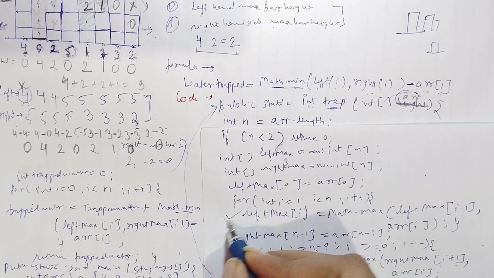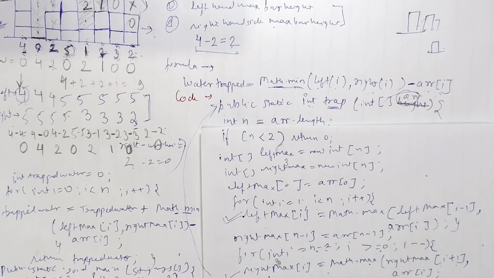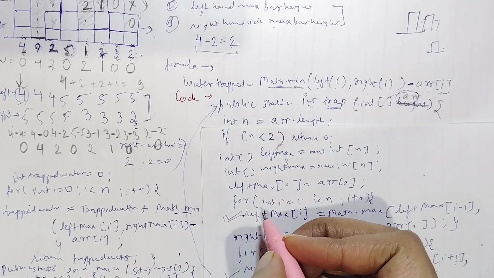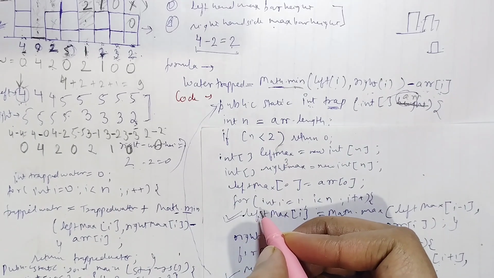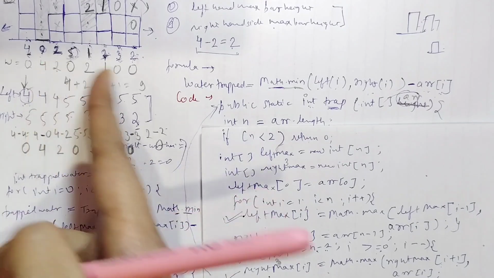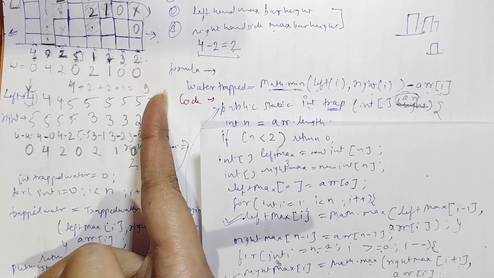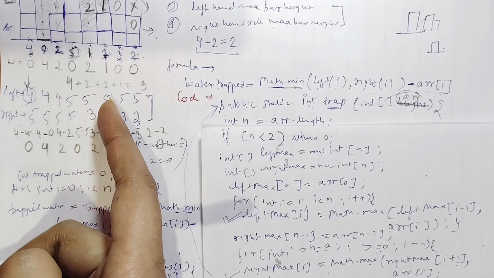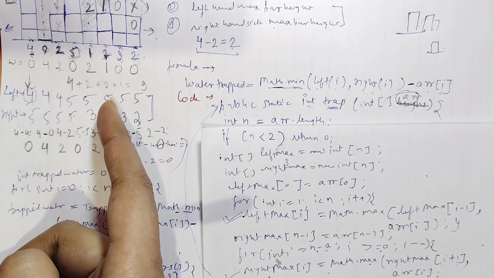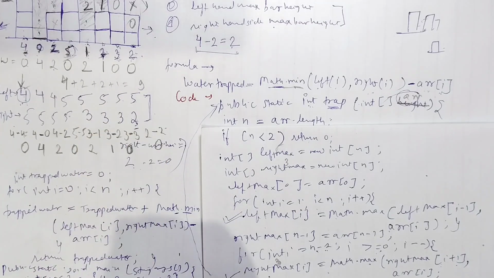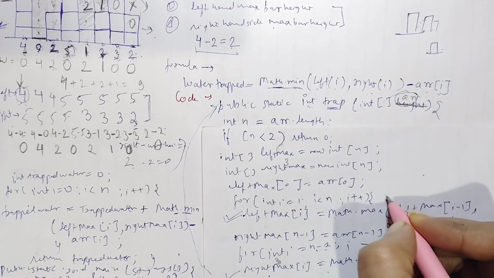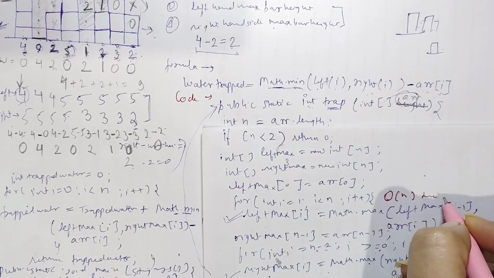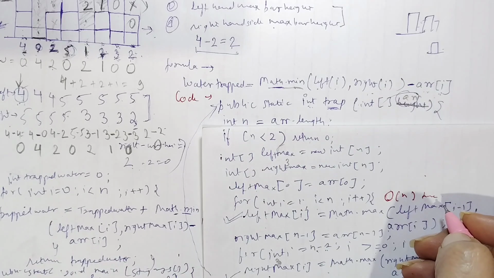So let me tell you what its time complexity will be. When we talk about this left max, we iterate through the array once from left to right, and during this iteration we are comparing the height of each bar with the maximum height. Since we visit each element of the array exactly once, this step takes big O of n time, where n is the number of elements in the array.